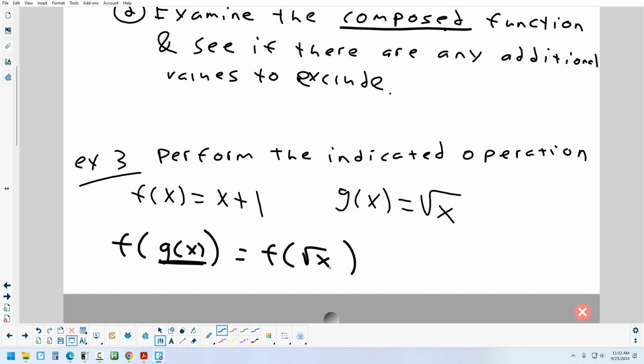And now, in function f, what are we going to change all the variables to? The square root of x. Yes. And if you do that, Ariel, can you tell me what you would get? It's just the square root of x plus 1. Like that? Yes. That's f of g of x. Not finding the domain right now, just composing them together.